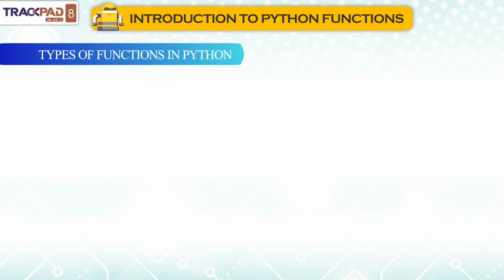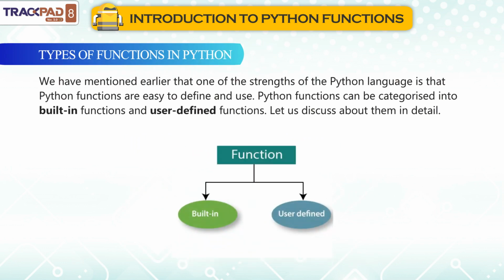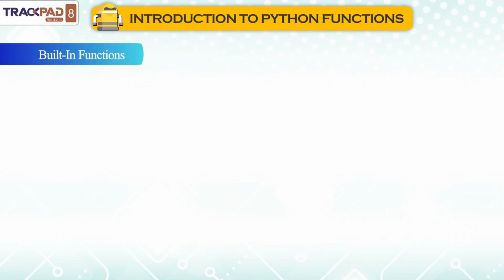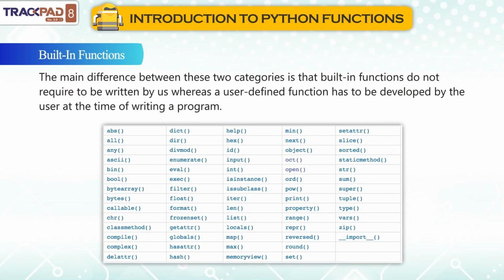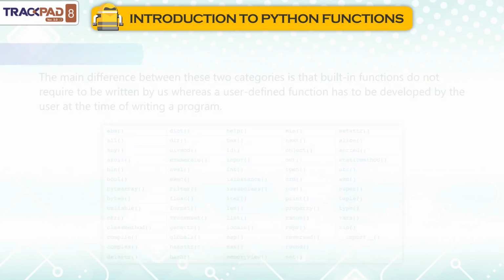Types of functions in Python. We have mentioned earlier that one of the strengths of the Python language is that Python functions are easy to define and use. Python functions can be categorized into built-in functions and user-defined functions. Let us discuss them in detail. Built-in functions. The print and input belong to the category of built-in functions. We also have other built-in functions like range, type, etc. The main difference between these two categories is that built-in functions do not require to be written by us, whereas a user-defined function has to be developed by the user at the time of writing a program.